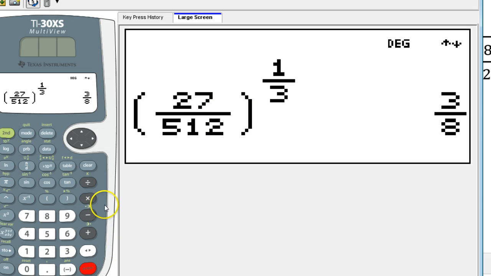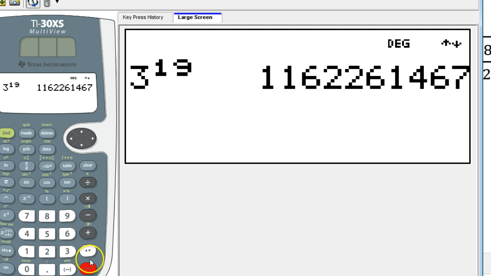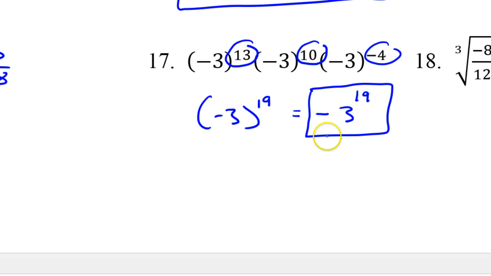All right, I'm going to try putting 3 to the 19th power in my calculator. Your calculator is able to handle that many digits, huh? How many digits does the calculator do? So yeah, read that number to me, the big number. 116,226,1467.